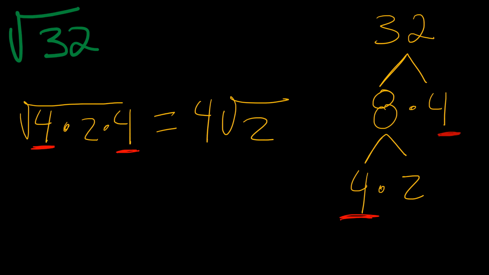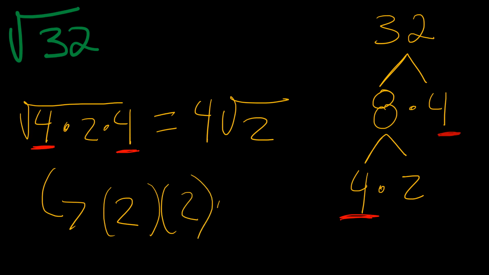So, right, when you pull it out, it'll be 2 times the square root of 2. And so 2 times 2 is 4, so that's how you get this answer here.